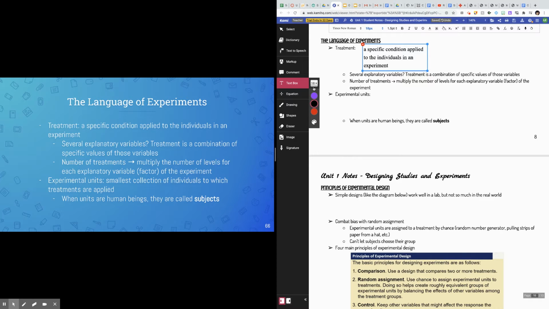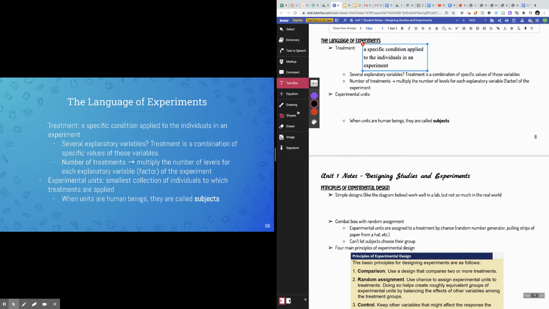So we can use the plants example that I used in the last video. So say you wanted to actually do that experiment well, but you wanted to test both types of fertilizer, and also a high temperature room and a lower temperature room, right? So there's multiple explanatory variables there. There's the fertilizer content or the type of fertilizer, that's one, and the temperature, that's two. So your treatments would be a combination of the specific values of those variables.